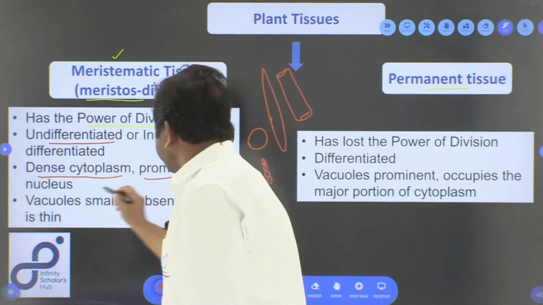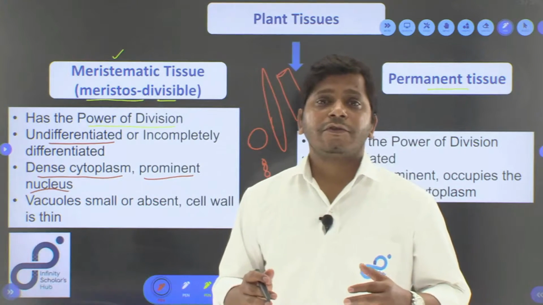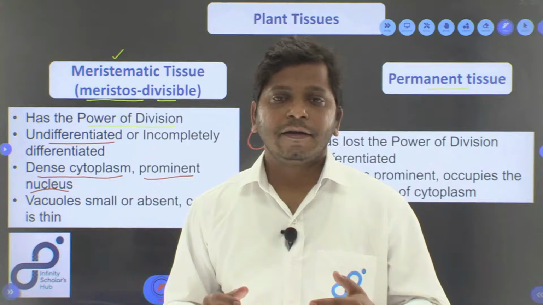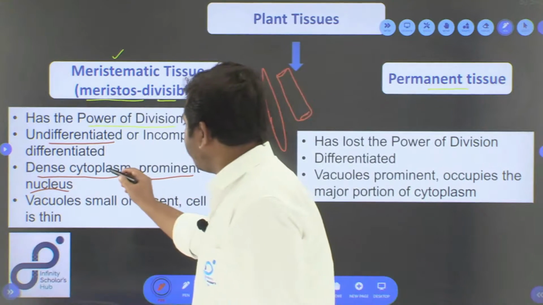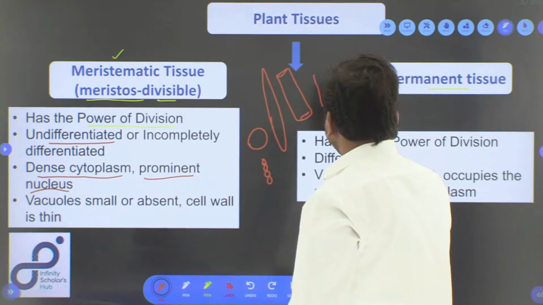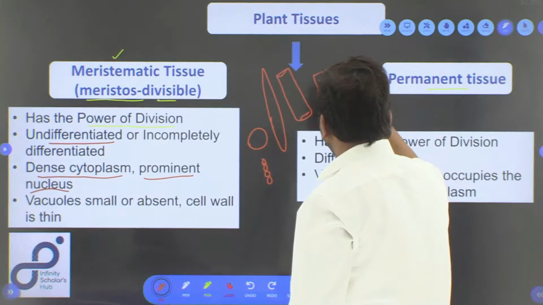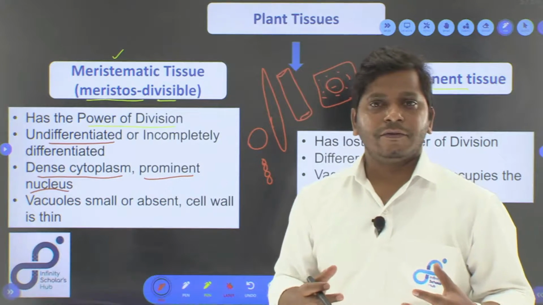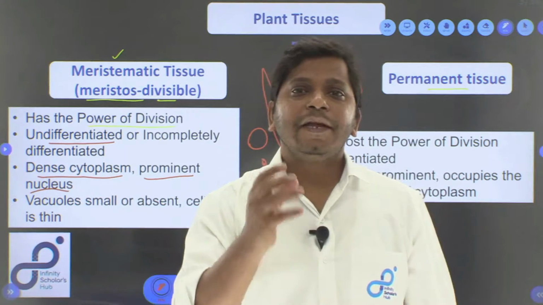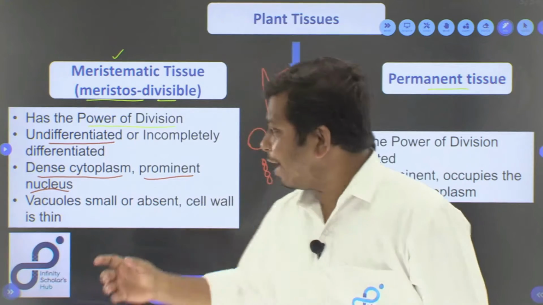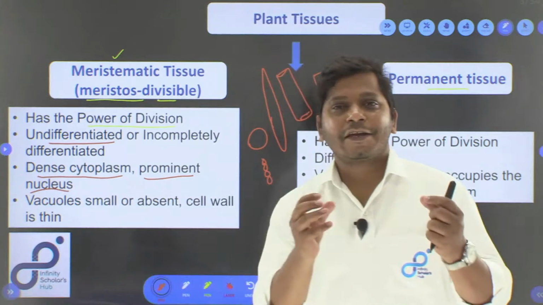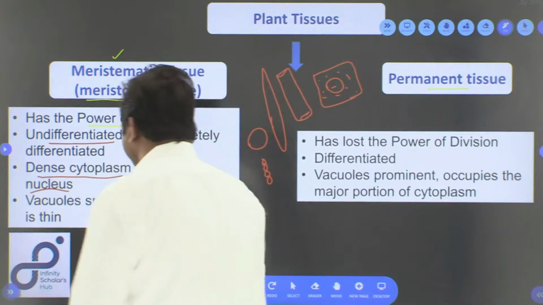They also have a prominent nucleus, because the nucleus is a key feature of a dividing cell. Any cell which is dividing needs a really prominent nucleus, so both the cytoplasm and the nucleus have to be prominent. Suppose this is a cell, and the cytoplasmic content is very high and the nucleus is very large. So what will happen to the vacuole? The vacuole is going to be smaller, because the main role of the vacuole is to store food materials, and here most of the food material is getting utilized in cell division. So the vacuole has to be really small or absent.